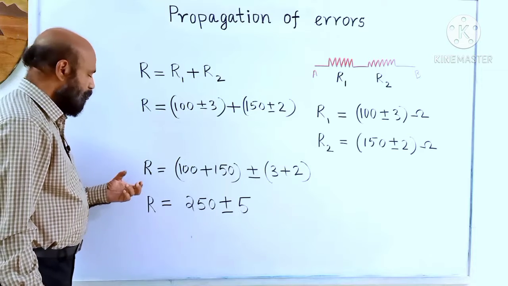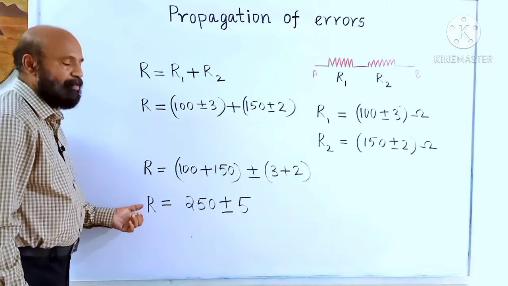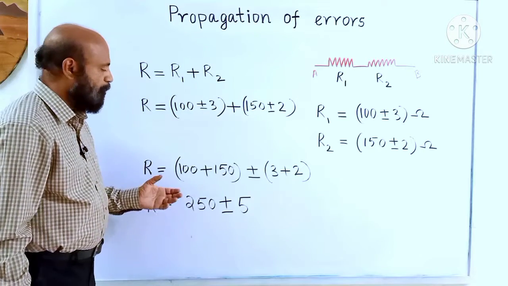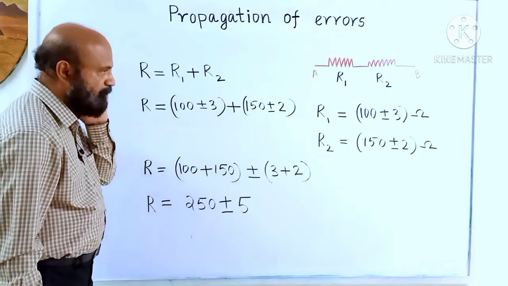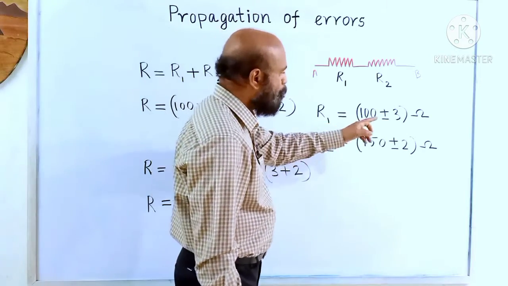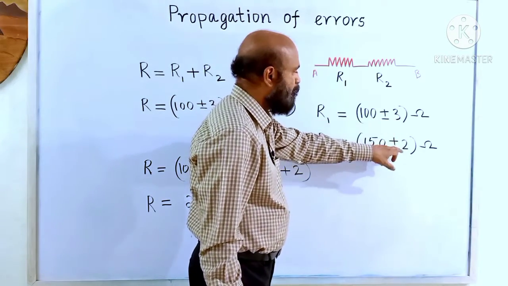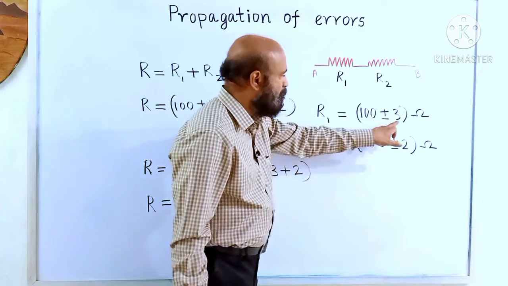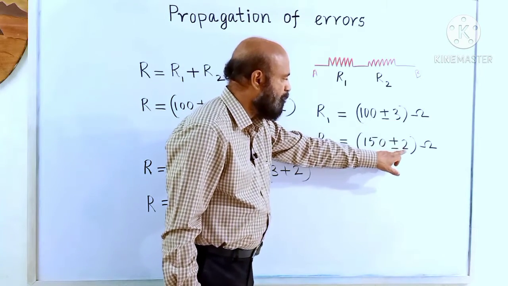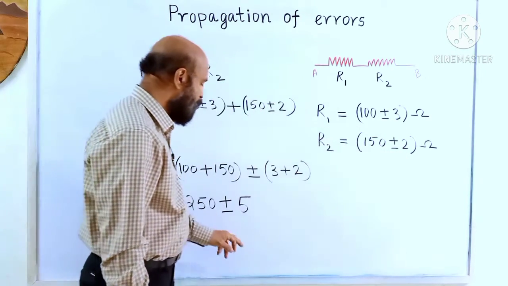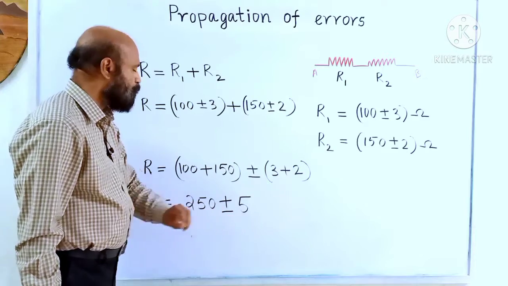That means the maximum possible error in the sum of two physical quantities is the sum of absolute errors in the individual quantities. In this there is an error of 3, in this there is an error of 2, in the final answer there is an error of 5.